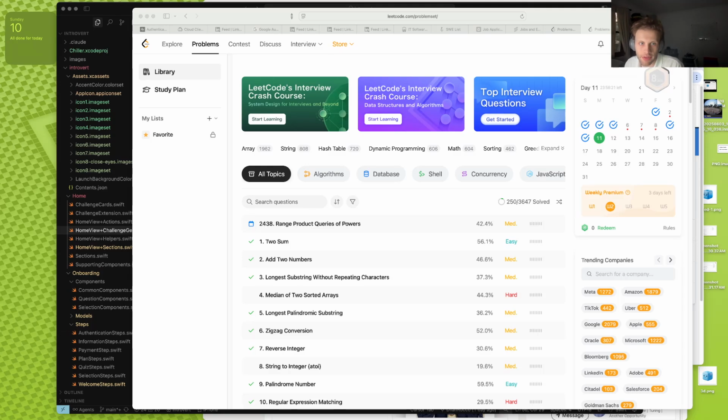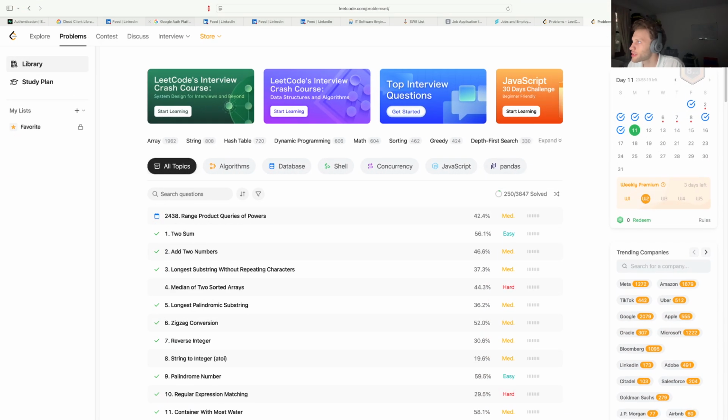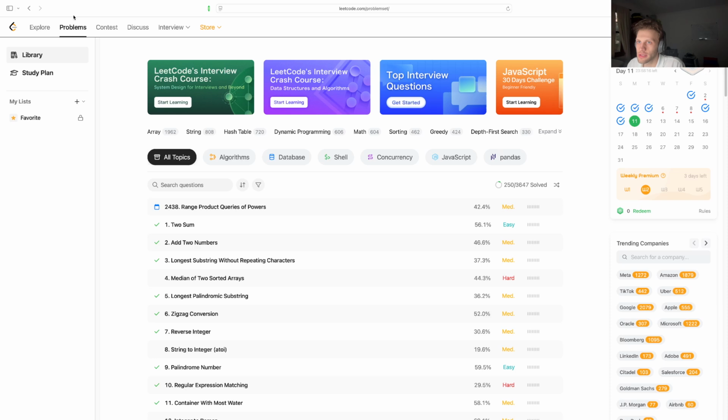All right, we are back for the daily Leetcode challenge. Make this full screen. Looks like this. Range product queries of powers.